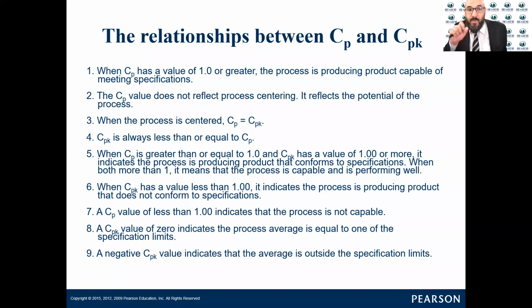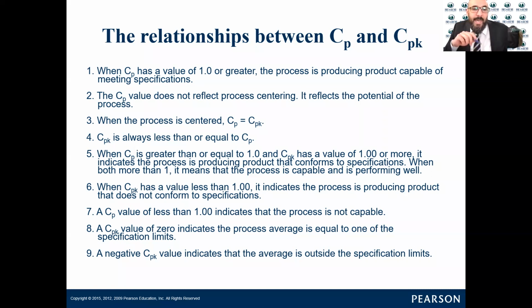And that would be the target. We need the CP to be more than 1, CPK to be more than 1. When both are more than 1, that means the process is capable and performing well. So that's your target.